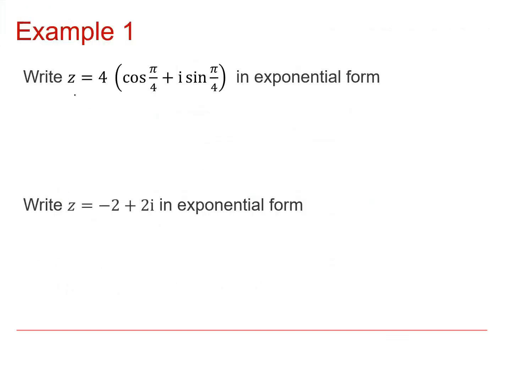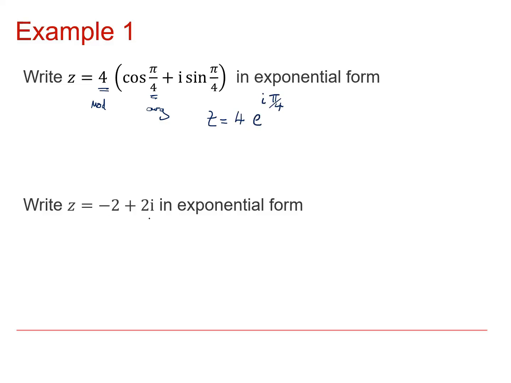I want to write this complex number in exponential form, so for that I need its modulus, which is 4, and I need its argument, which is pi by 4, and I'm going to get that z is equal to 4 e to the i pi by 4.